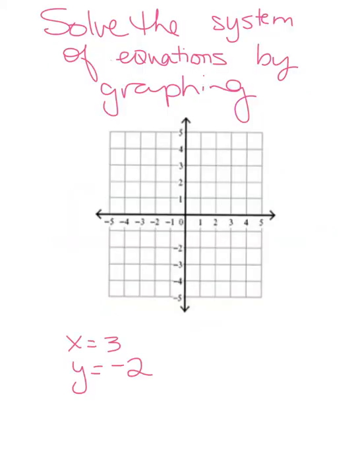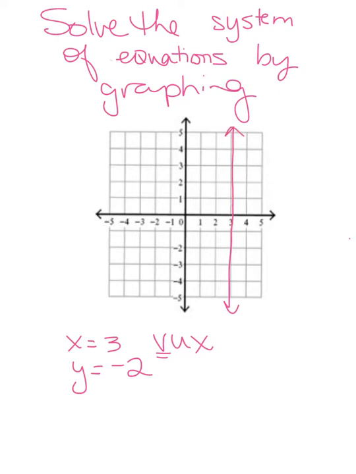There are a few different ways we can solve a system of equations, and in today's lesson we're going to do that by graphing. My first equation is x is equal to 3. Now that's a VUX, meaning it's a vertical line. That's what the V stands for. Everywhere we have an x value, it is 3. So this is my vertical line at x equals 3.